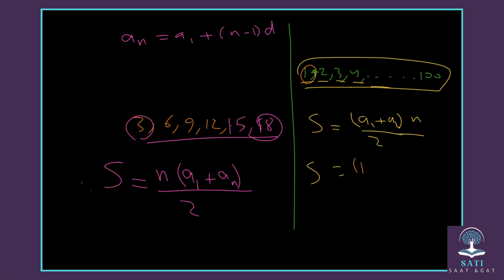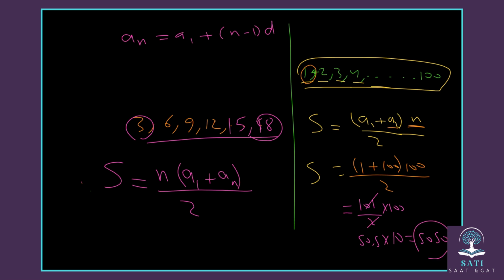It is 1. 1 plus what is the last term? It is 100. Good. Then how many terms are there? From 1 to 100, there are 100 terms, right? Over 2. Now just simplify it. 1 plus 100 is 101 over 2 times 100. If I simplify by 2, I get 50.5 times 100. So that means the sum of these numbers from 1 till 100 is going to be 5050.